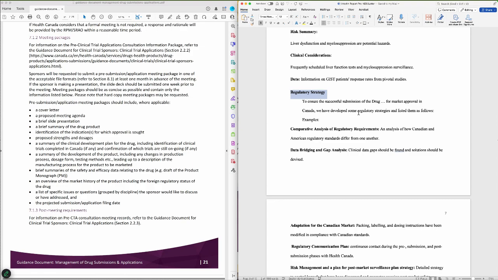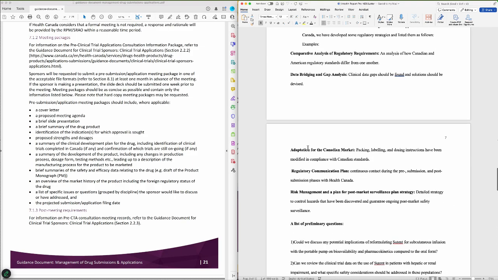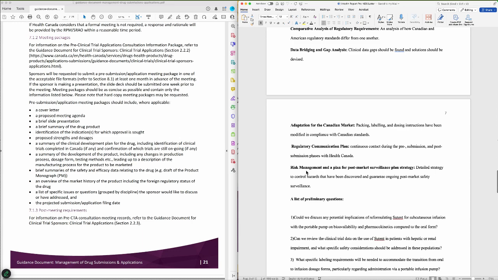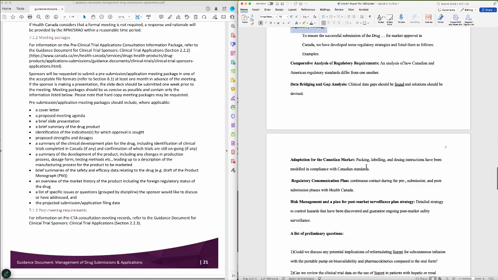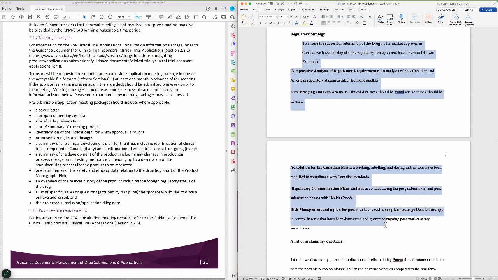We have developed some regulatory strategies. One of them is comparative analysis of regulatory requirements. One of them was data bridging and gap analysis. One of them was adaptation for the Canadian market. Then the regulatory communication plan with Health Canada, and then risk management and a post-market surveillance plan strategy. So this is a regulatory strategy that you can see that we developed for this drug.